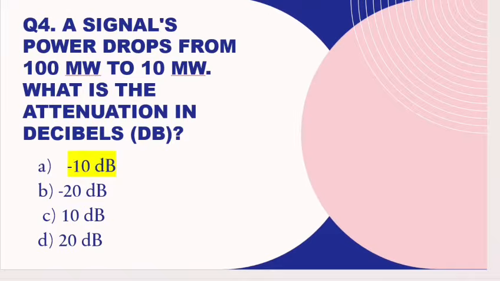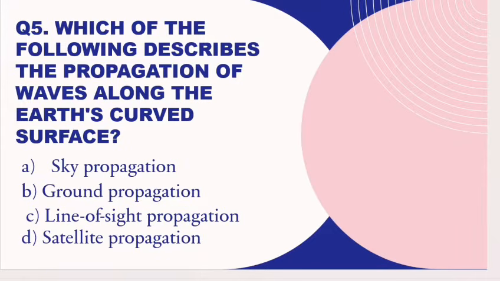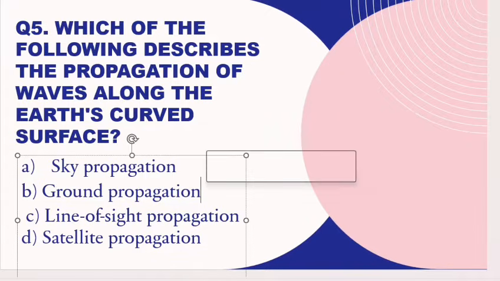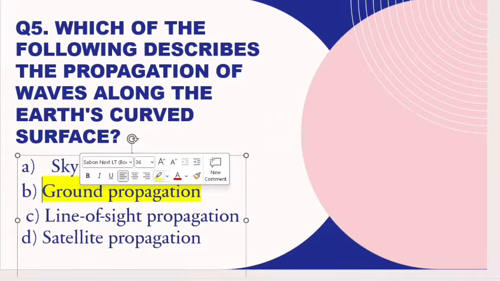Moving on to question number fifth, which of the following describes the propagation of wave along the Earth's curved surface? Option A, sky propagation. Option B, ground propagation. Option C, line of sight propagation. Option D, satellite propagation. I hope you all know the answer. The correct answer for this is option B, which is ground propagation.